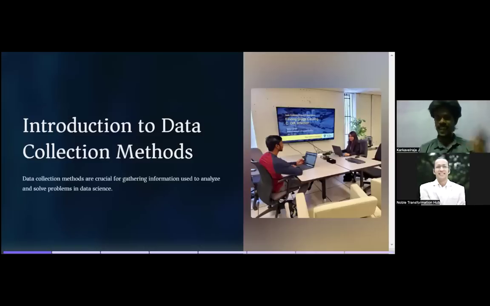This is going to be an AIML end-to-end session. It is going to be a year-long session. We are learning everything basic so that we all can become successful data scientists. I hope you guys are enjoying this. Today we're going to see something called an introduction to data collection methods.